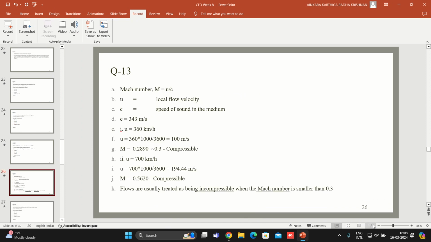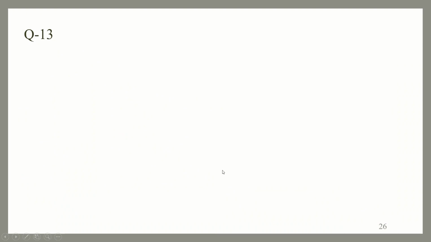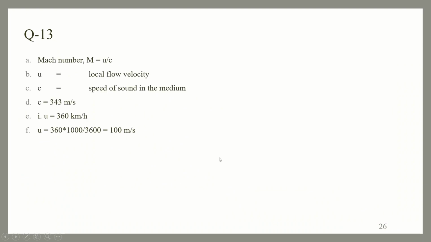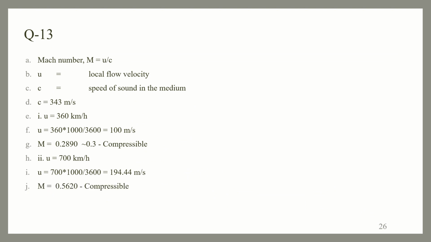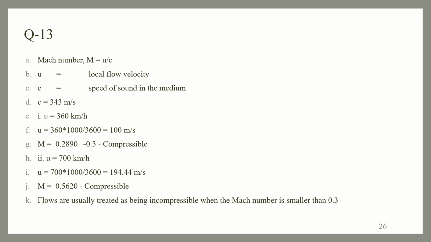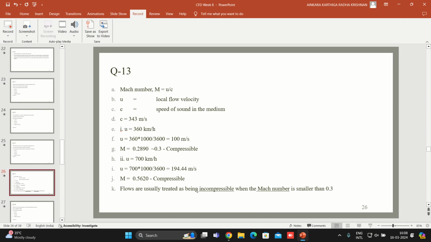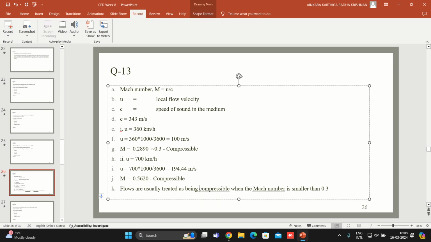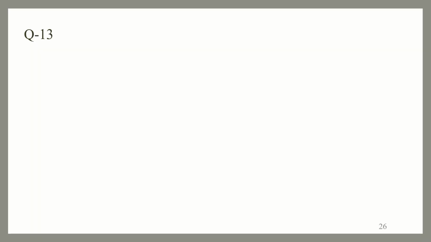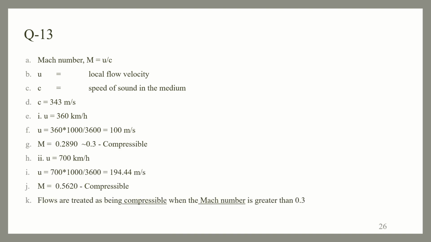So we saw how we classify flows as compressible based on the Mach number. We have seen this with an example as well, where if we get a Mach number greater than or equal to 0.3, we call it a compressible flow. Flows are usually treated as incompressible when the Mach number is smaller than 0.3. I think we can modify the statement now: flows are treated as compressible when the Mach number is greater than 0.3. So that's it. Now we'll go to question 14.